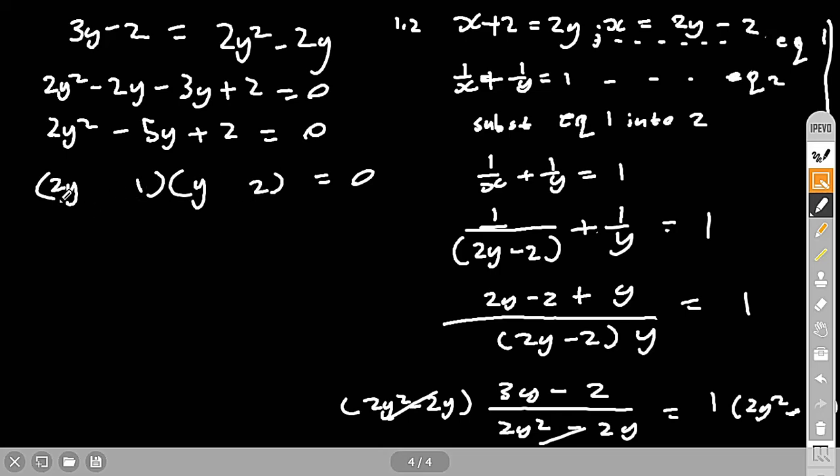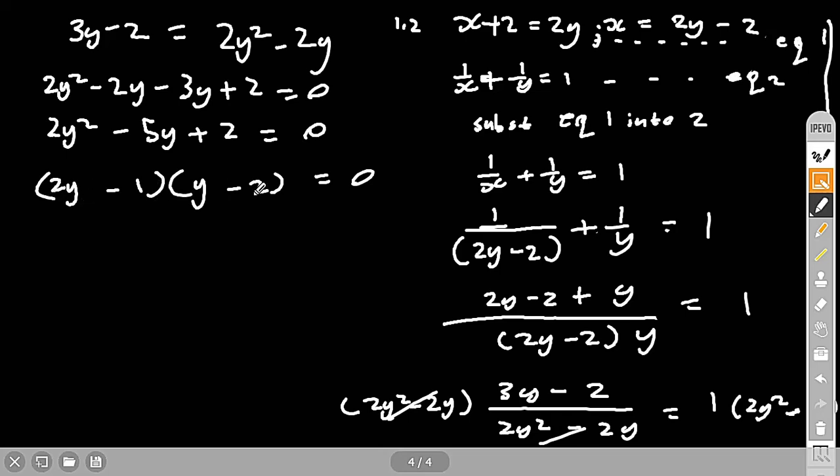Let's check. 2y times y is 2y squared. 2y times 2 will give us 4y. 1 times y will give us 1y. So if you add them, you can get 5y. But it's negative 5y, and this one is positive. If it's a negative in the middle and a positive value at the end, you just use your negatives. This is negative and negative. Now negative 2y.